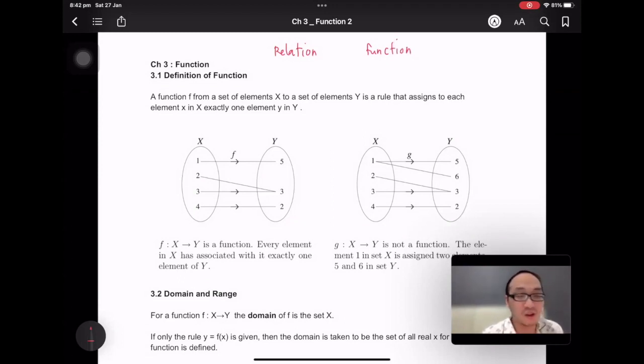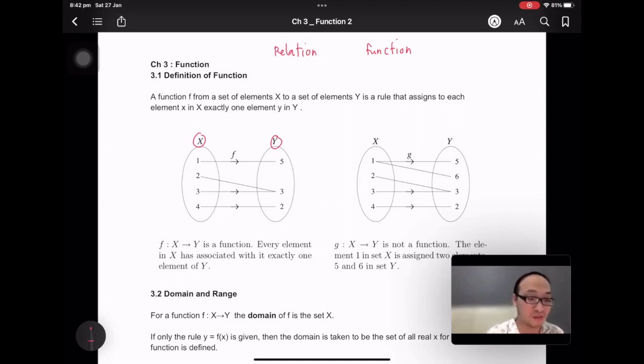We know that relation is the rule that connecting two variables. We have two variables in here. We have variable x and we have variable y. And we need a rule to connect variable x to variable y. That's what we call a relation.